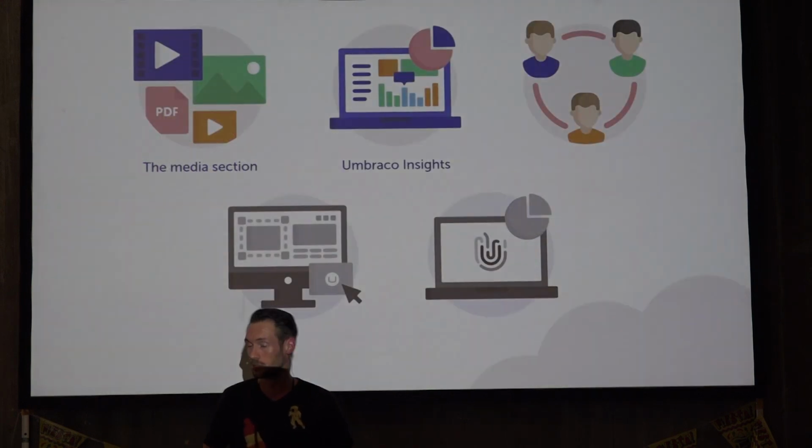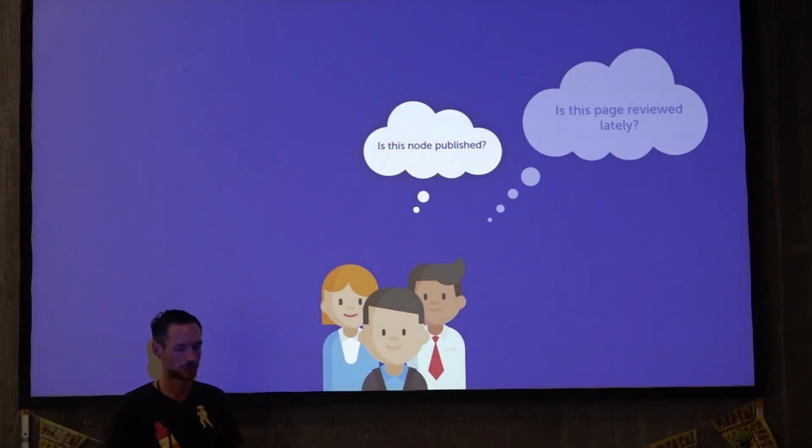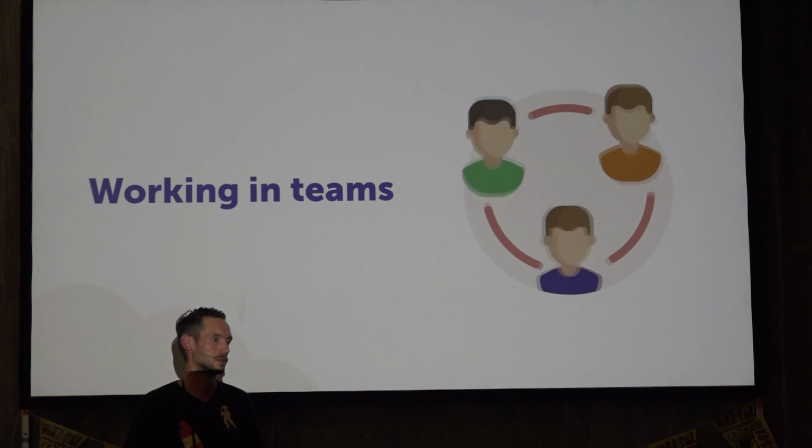Third version. You see more of our clients. They want to know, is this node published? They're going to work in teams. Is this page reviewed lately? If you work on your own, you probably know if the content is up to date. If you work in a large team with 10 or 15 persons, you don't know if anybody's working on it or what's happening. Or you're going on a holiday for a few weeks. Does anybody know what to do with this page? Do they have to finish it? Do they have to publish it? Or is it ready to be published? Can we work as a team in Umbraco? Does it support workflows? Stuff like that. So, next version, working in teams.